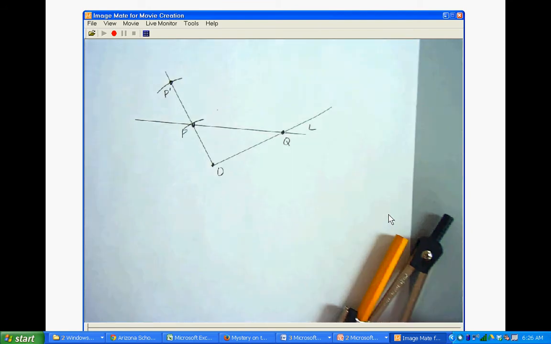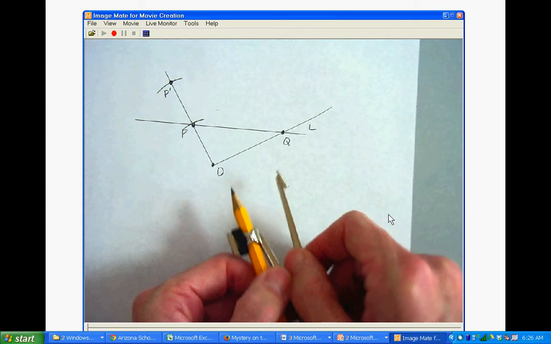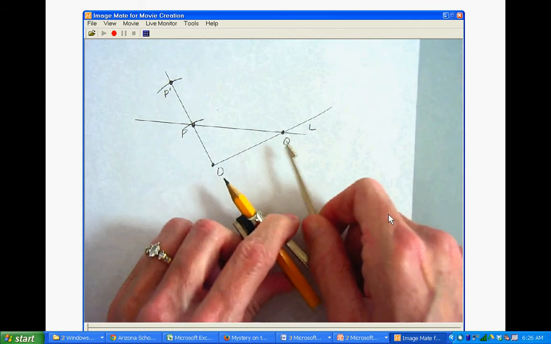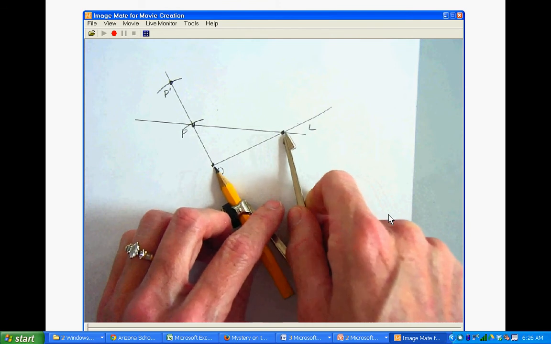So now we're going to do the same thing for Q. Notice how you're going to have to spread these out because OQ is a farther distance, but again, to measure it, you go point to point.